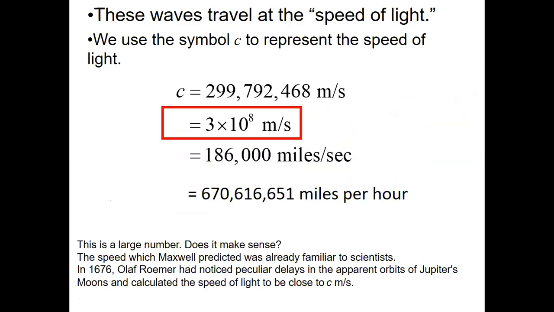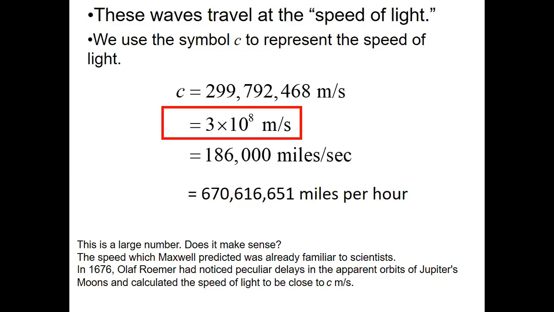So let's think about the speed of light. The speed of light is 299,792,458 meters per second. For easiness, we can write it in scientific notation, which is 3 times 10 to the power 8 meters per second. We are not familiar with meters per second, so let's think about miles per second. Miles per second, it's going to be 186,000. Still, miles per second doesn't make sense, right? So let's look at the numbers in miles per hour.